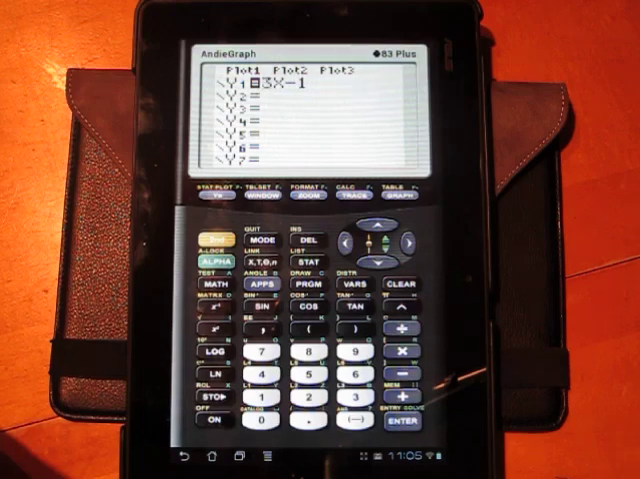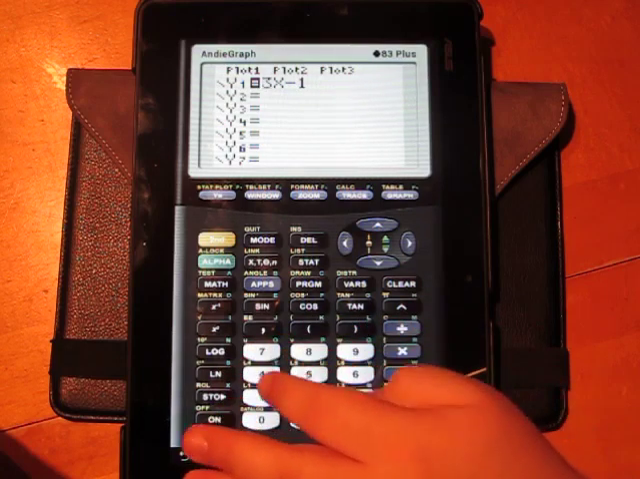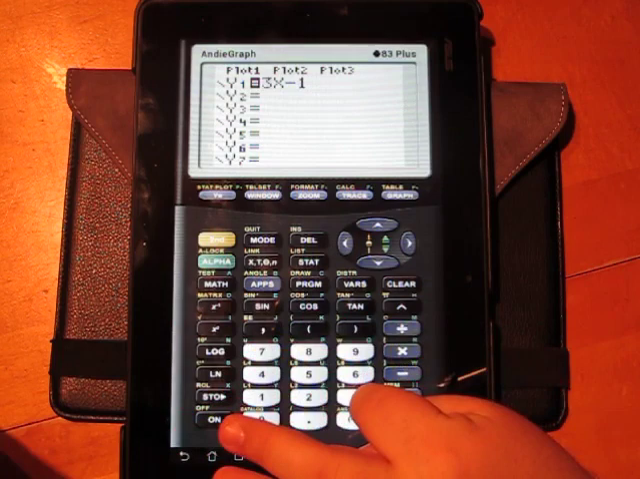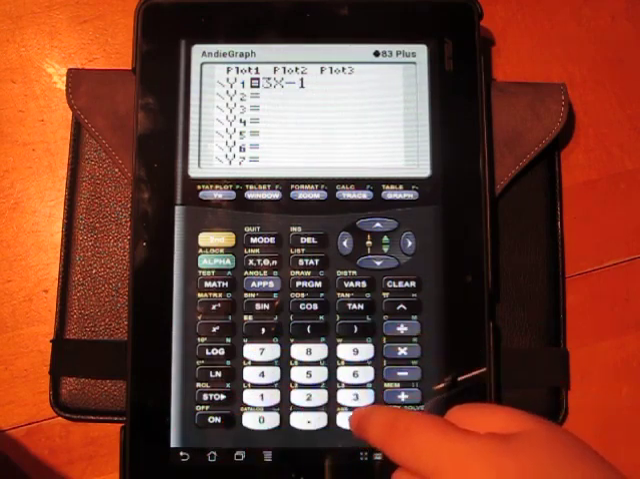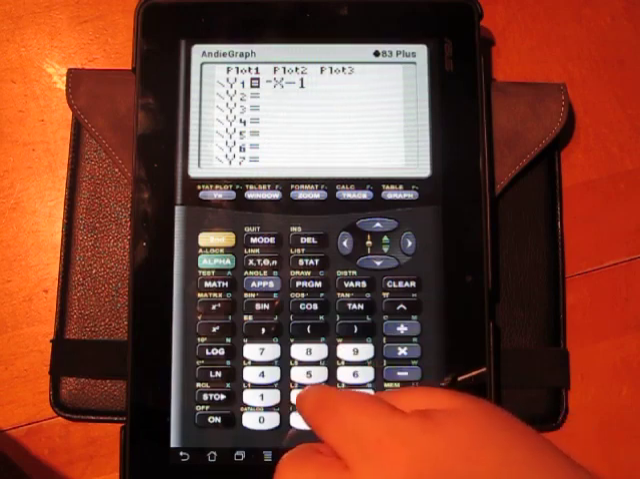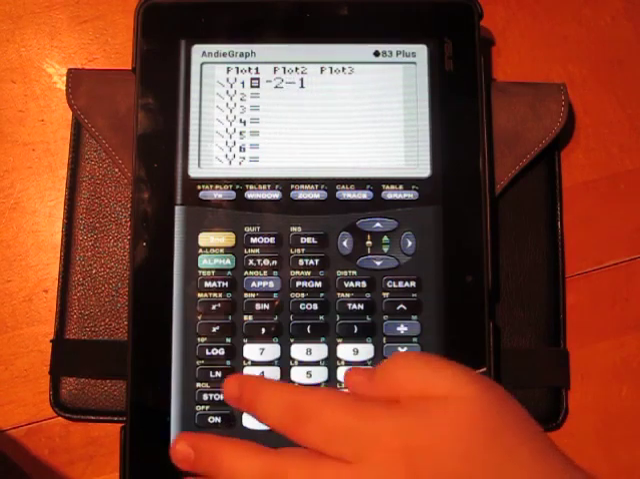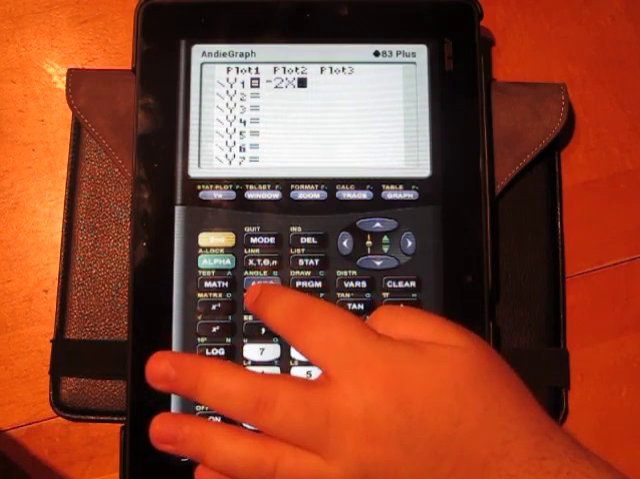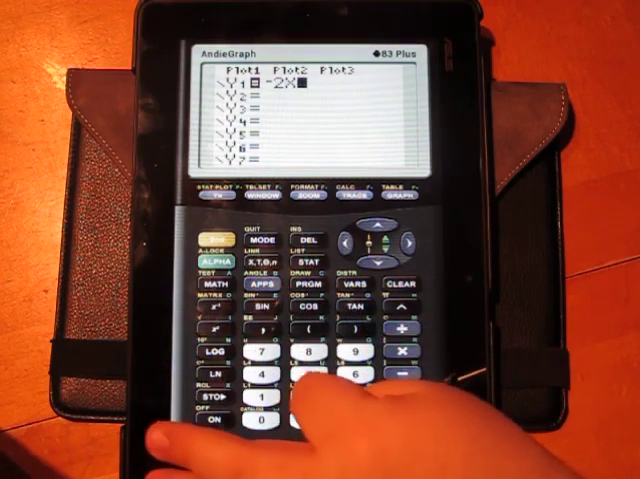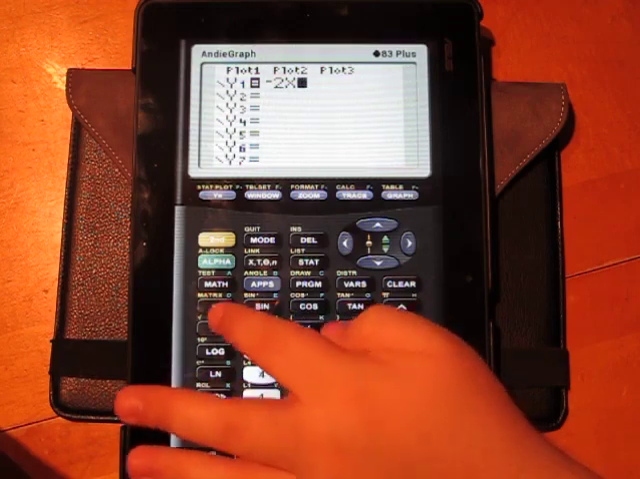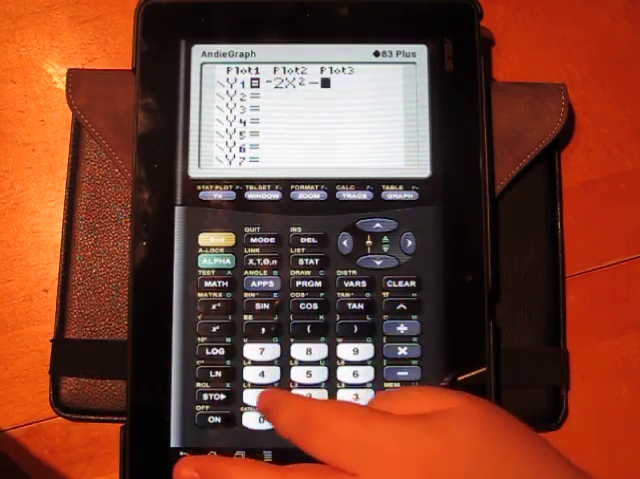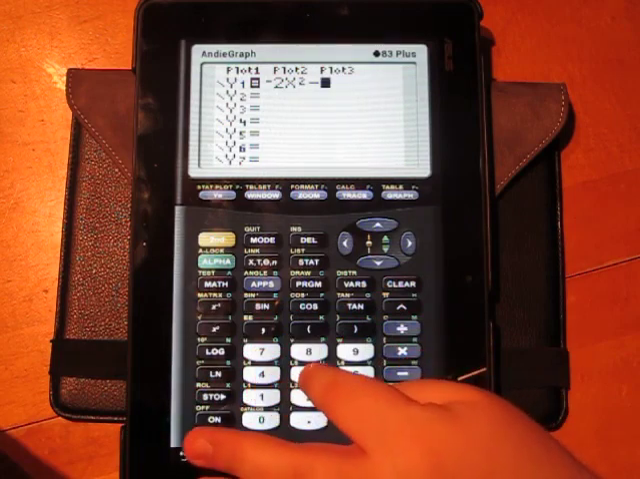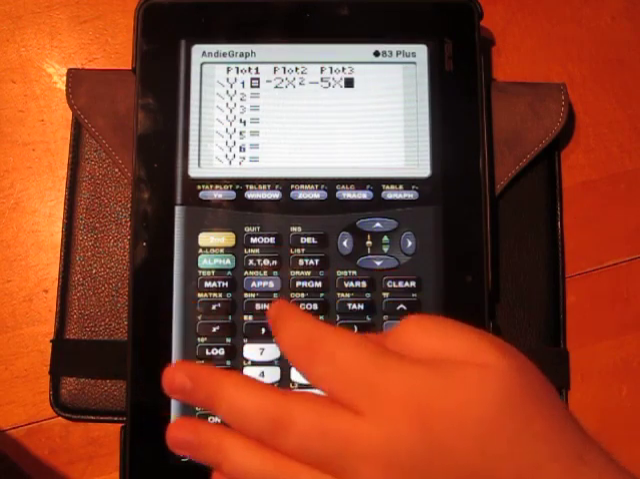The quadratic function, we end up doing the exact same things with it, but there's a couple other things we want to look at. So I'll take a quadratic function from your book: negative 2x squared, oops, yeah, 2x squared minus 5x plus 3.